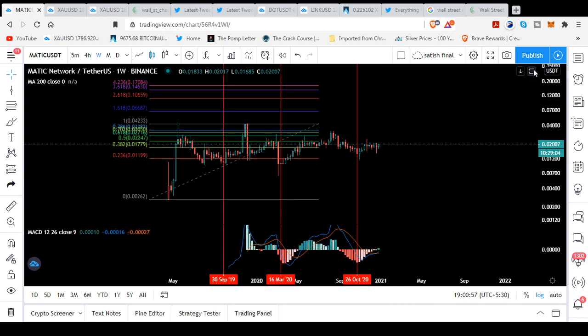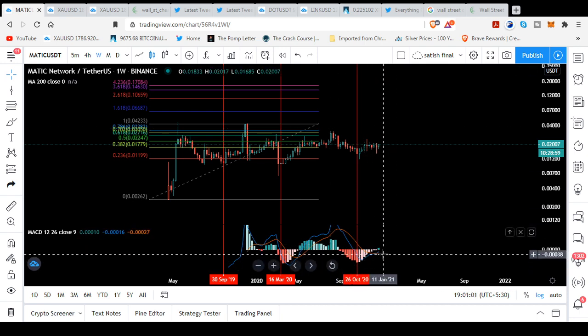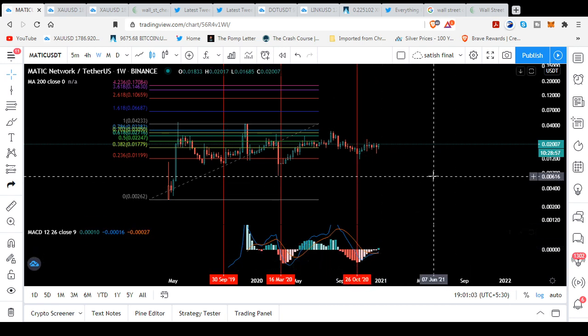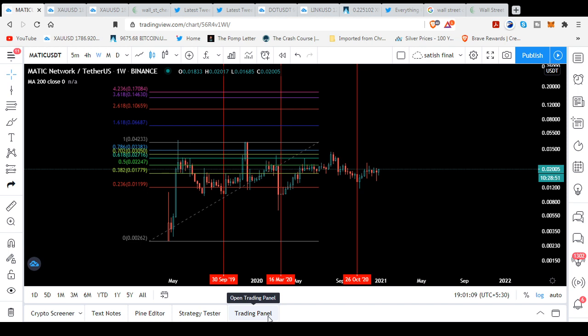But overall, if you see the big picture, the weekly candle MACD shows a very bullish momentum. So that makes me very bullish on Matic network. We can see other fundamental and technical factors also. This is my overall perspective on Matic network.